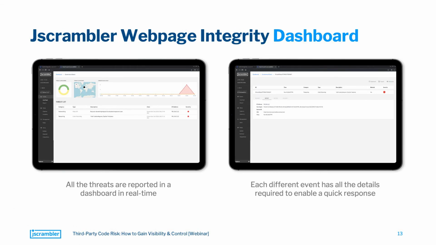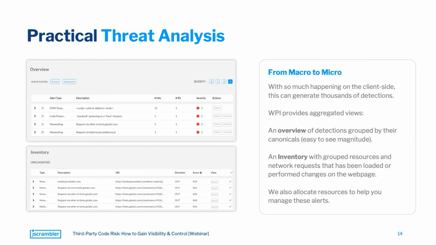This all translates into reports of possible client-side threats. Here I have two different views that web page integrity provides. So on the left, we have a live feed of every possible threat, and then we can see the details of each detection, including the call stack. But of course, with so much happening on the client side, we can quickly reach thousands of detections, making it very time-consuming to go over each threat.